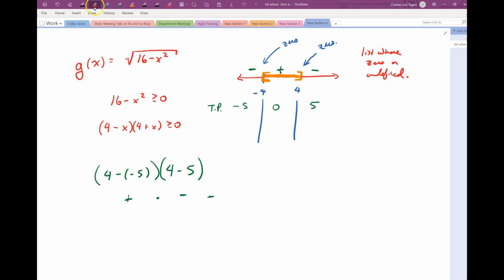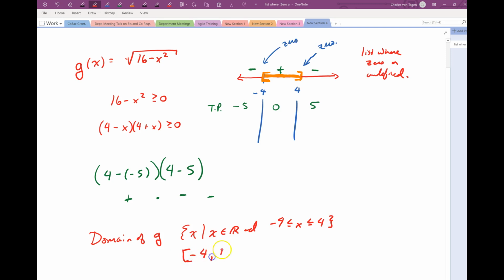So what is the domain of G? Here we go, our final answer. The domain of G is the set of values x such that x must be a real number and negative 4 needs to be less than or equal to x, which needs to be less than or equal to 4. Or probably better put in interval notation, the interval notation for the answer would be from negative 4 to 4. I hope this was helpful.